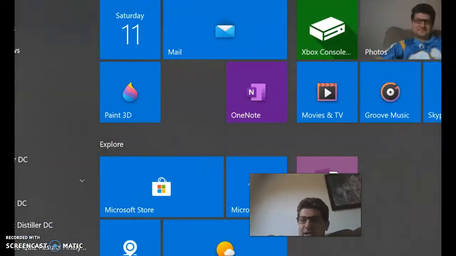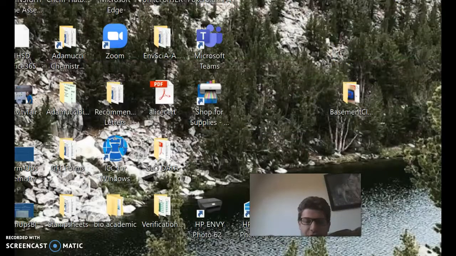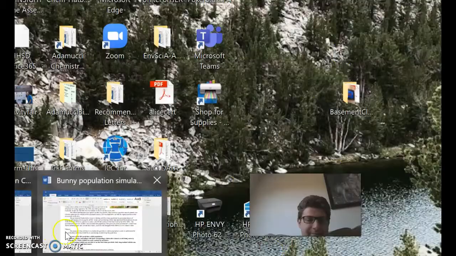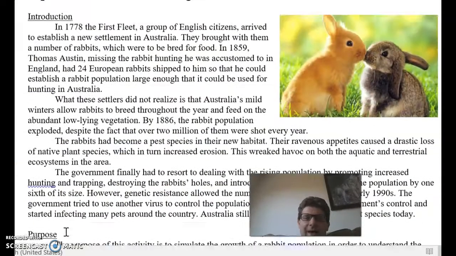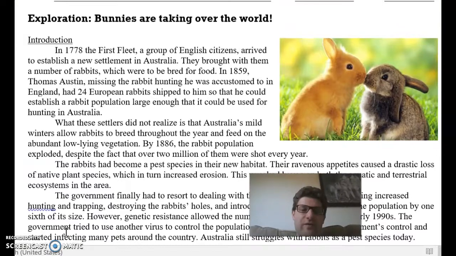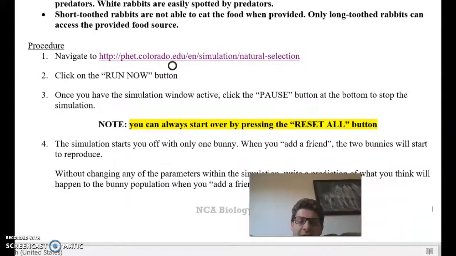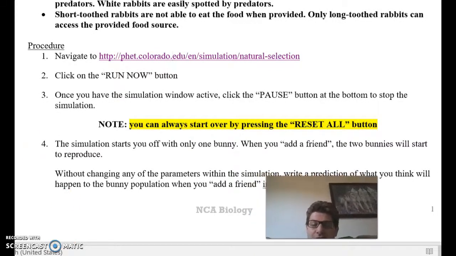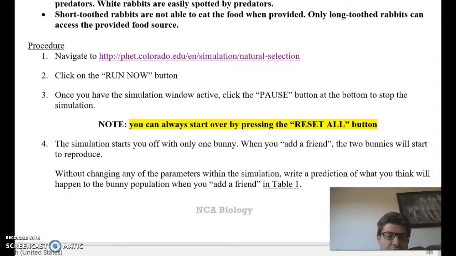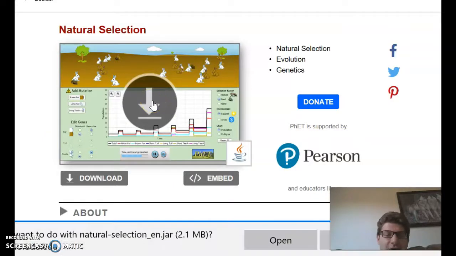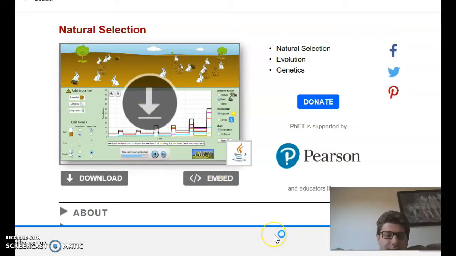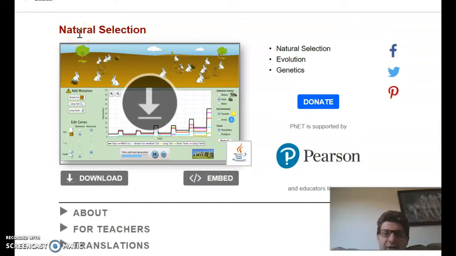What you're going to notice is, you want to read all about bunnies. Bunnies are taking over the world. They have been overpopulating, and we're going to see a simulation about how limiting factors for the bunnies are considered good. So you're going to open up this link, and with this link, you want to download it. Open. It should open up. It's Natural Selection PhET Interactive Simulation.